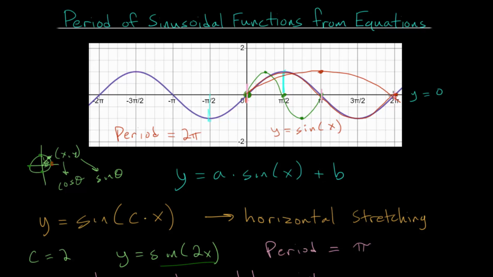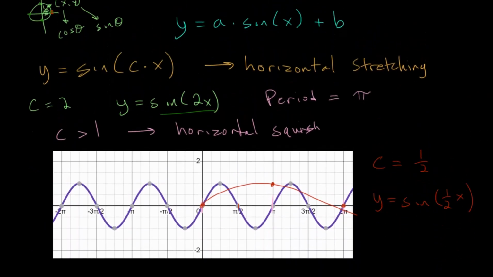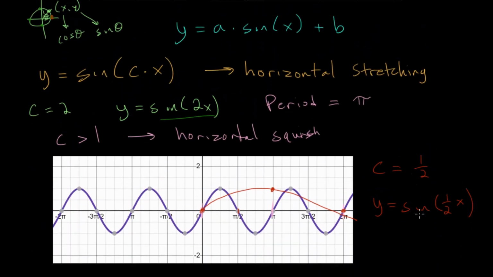If we follow this all the way out, what we will see is that when it actually comes back up, this would be at 4 pi. So we can conclude that when this c value is 1/2, the period is twice as long compared to the period of our parent function. So the period here would be 4 pi.